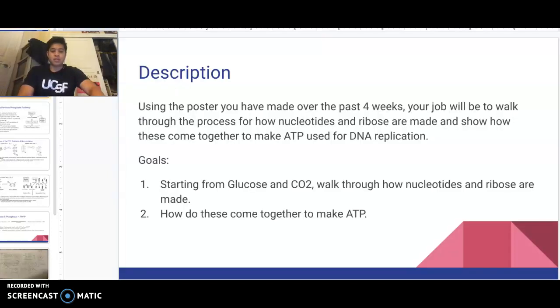So just a quick description, using the poster you have made over the past 4 weeks, your job will be to walk through the process for how nucleotides and ribose are made and show how these come together to make ATP used for DNA replication. So our goals, starting from glucose and CO2, were to walk through how nucleotides and ribose are made, and we need to describe how these come together to make ATP.